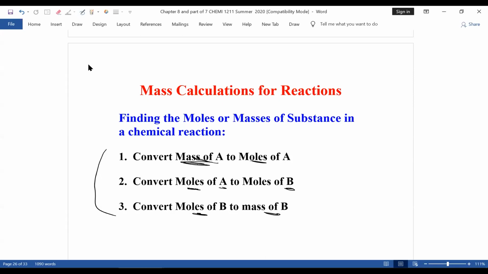And remember, 1 mole of a molecule equals its molecular weight, and the molecular weight of any compound is the sum of all atomic weights.